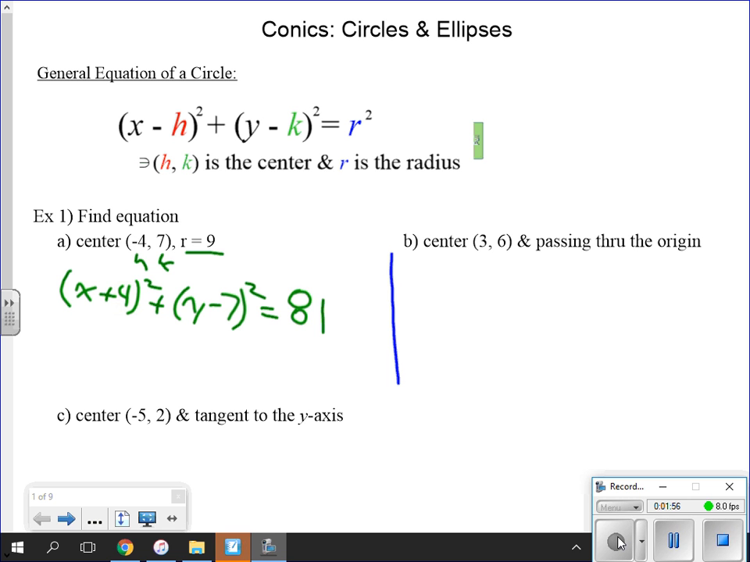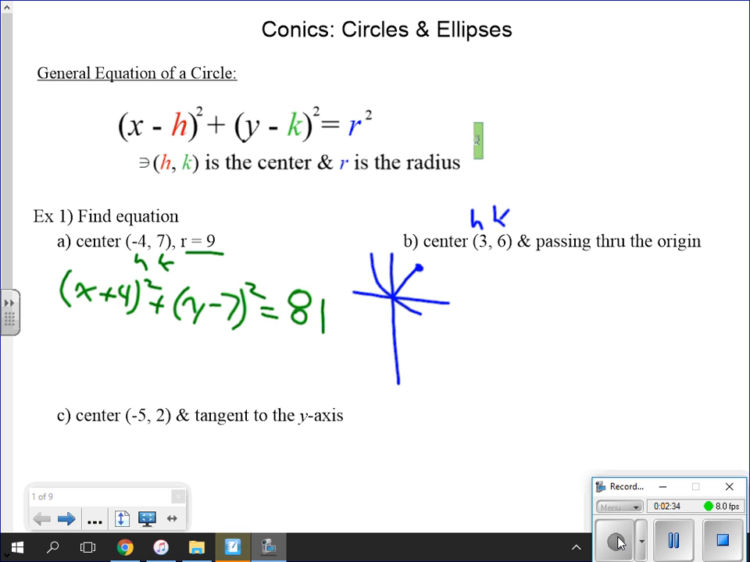We know where it's centered at. It's centered at the point 3, 6, which is up here. And it passes through the origin. So it goes through the origin. What don't we have? We have our h and our k. This is our h, this is our k, but we need the radius. So we have to figure out what the radius is based upon the information given. It's actually not that hard on this one because it goes through the origin. But remember, the radius is the distance from the center to any point on the outside edge. Given the origin, it's fine.